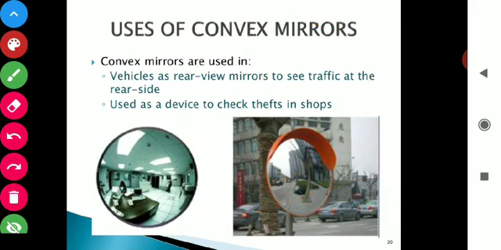It is also used as a device to check thefts in the shops. So this is also used nowadays in the shops. We use cameras, but this is also used. So these are the two uses of convex mirror.